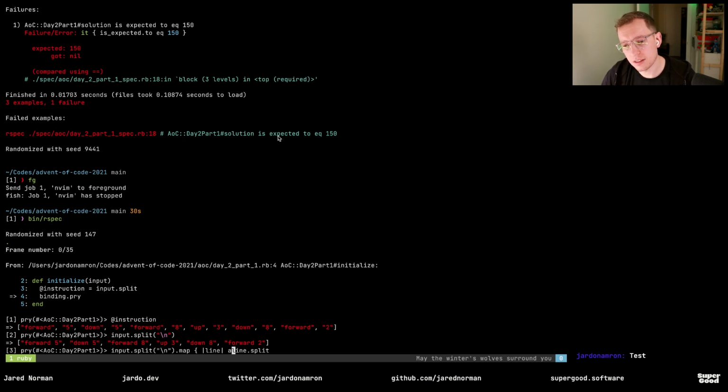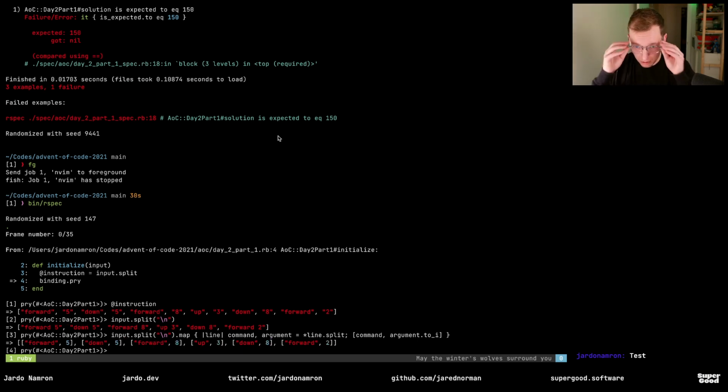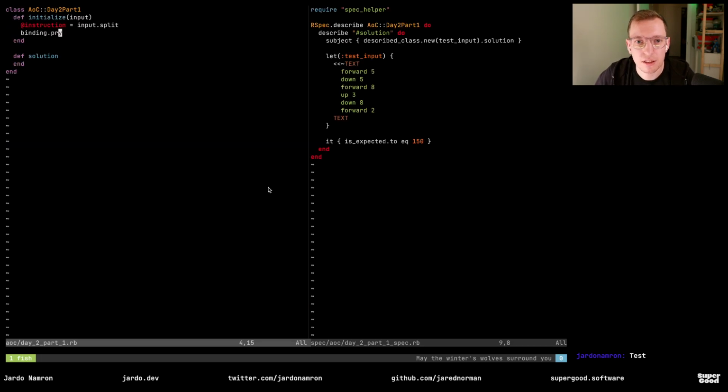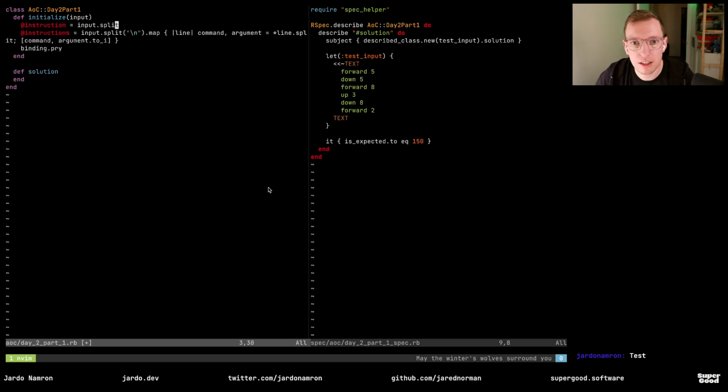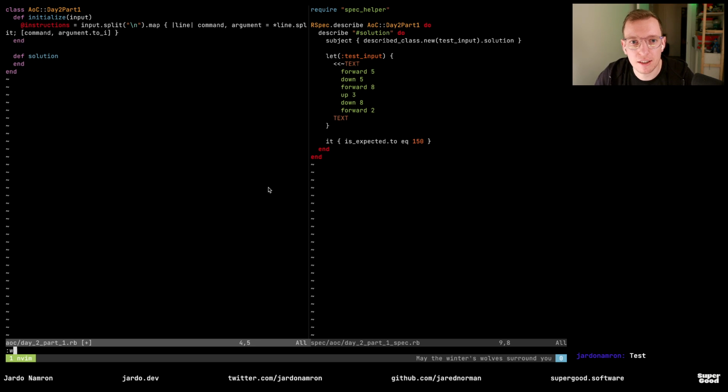So this is ugly. Command argument, and then map this to command argument to I or something. I have the numbers, and that's fine. It's not amazing. I'm sure we can do better, but let's call that good. We'll say instructions equals whatever I did. I copy pasted good that time. Cool.